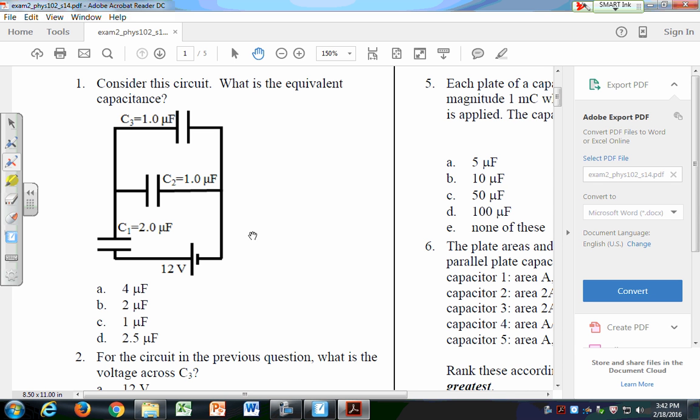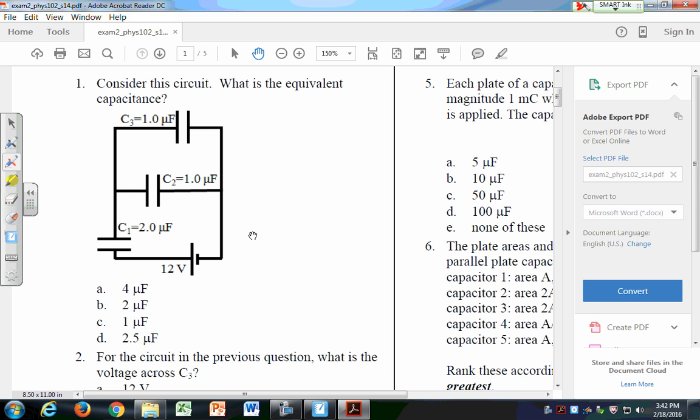You got it? Right. That top section, the C3 and C2, they simplify down to just a 2 microfarad. So then you have a 2 microfarad and a 2 microfarad. What's that going to be equal to? No. In series, what do you do for capacitors?